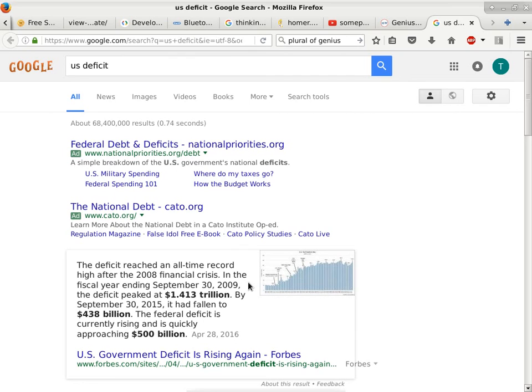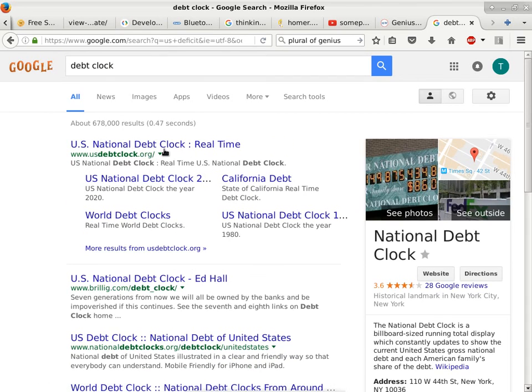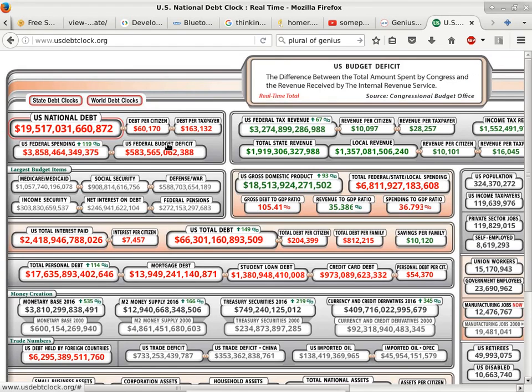Look at the debt clock, as of April. 500 billion. There you go, real time. Ooh, look at that. 20 trillion almost. So 20 trillion.